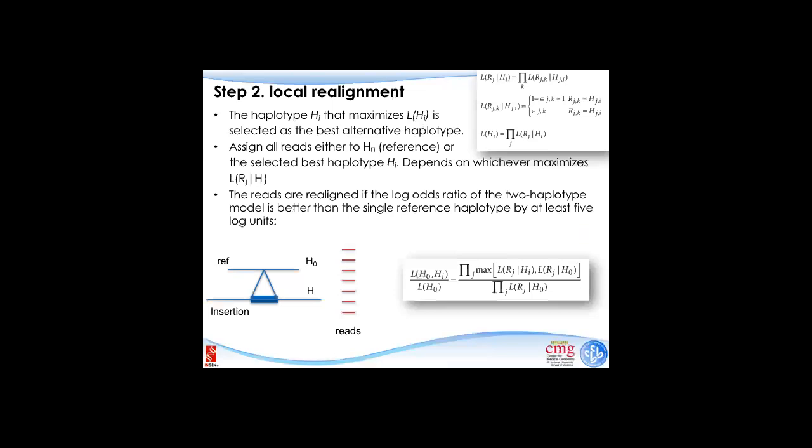The reads are realigned if the log odds ratio of the two-haplotype model is better than the single reference-type by at least 5 log units. That is very, very significant. So meaning that I'm going to evaluate both of them, and if adding a new option results in much better results, I'm going to take it, okay?